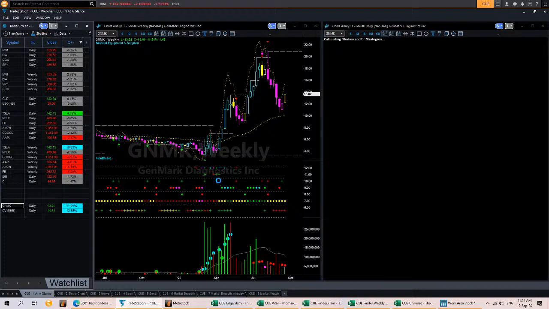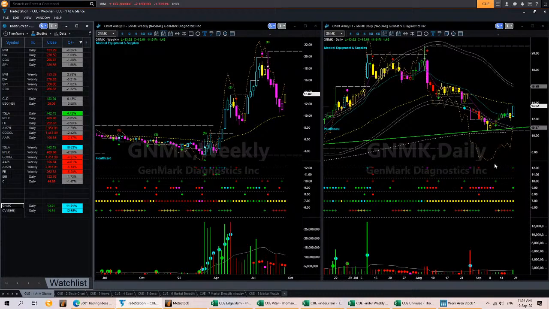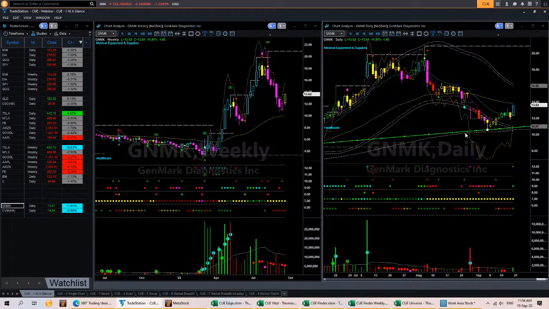GNMK. This could be a buying opportunity. It's not a perfect go-with-the-flow candidate because the weekly is not cyan, but because it pulled back a lot, we don't expect it to become cyan.